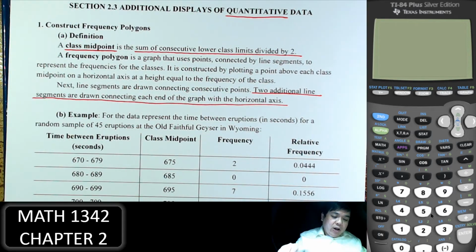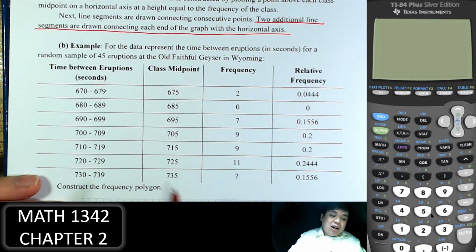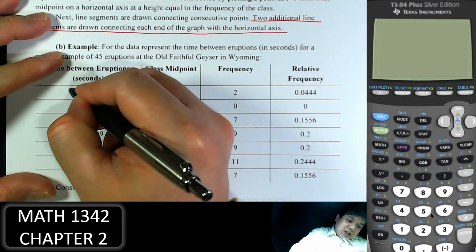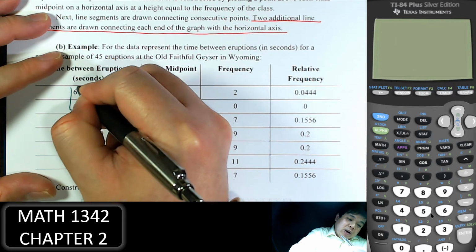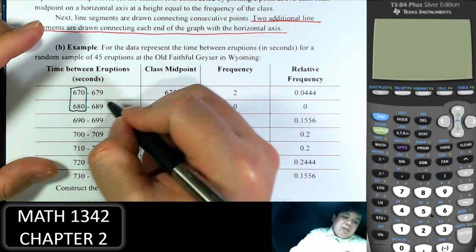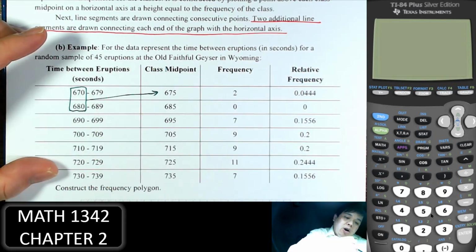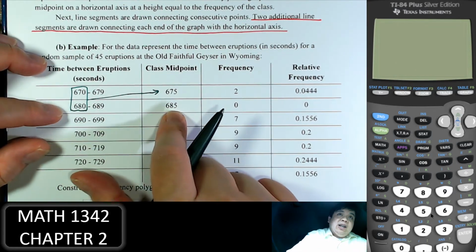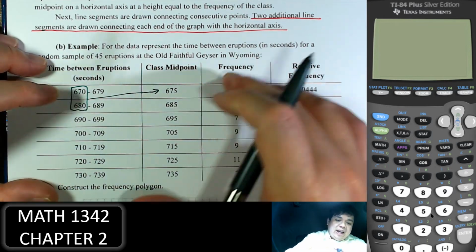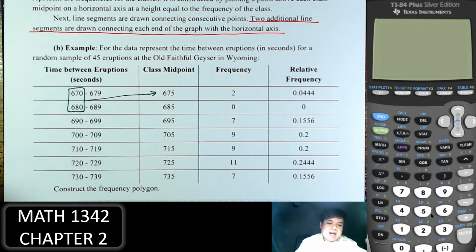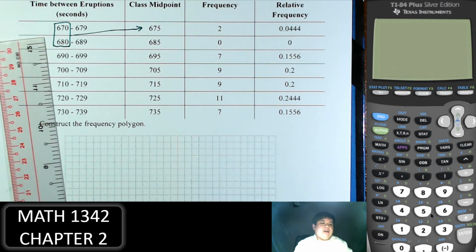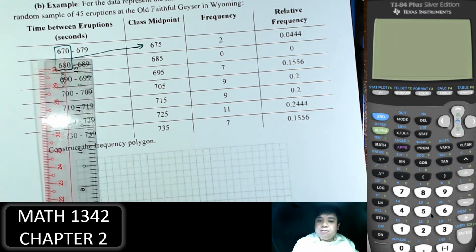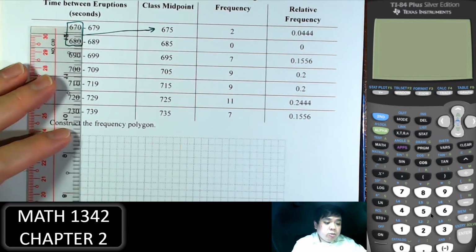Now we still have the same example as last time. With the class midpoint, of course, we take the consecutive lower class limits, add them up, and divide by 2, which gives us the midpoint. We do the same thing for the class midpoint, then frequency and relative frequency. Next, the question asks us to draw the frequency polygon, so I will do that.